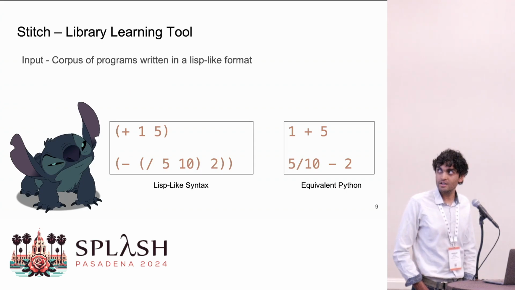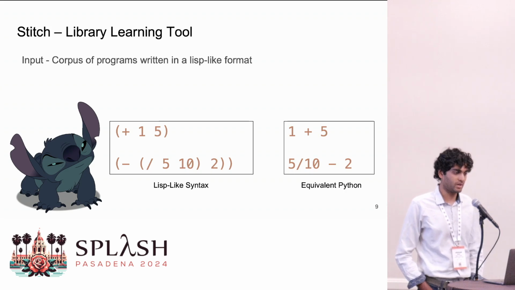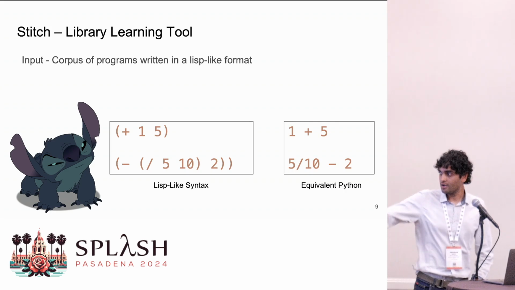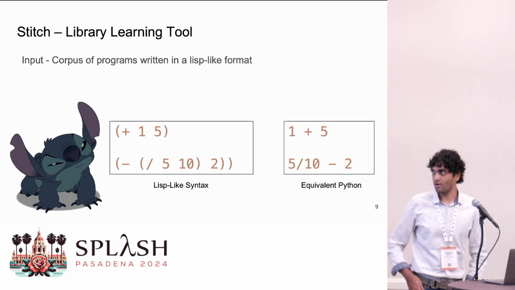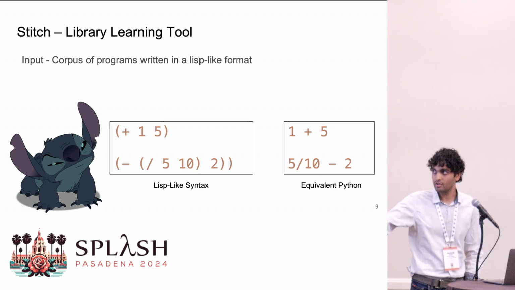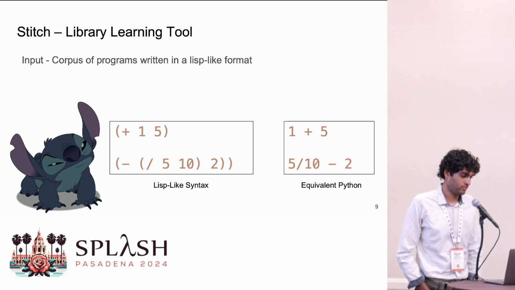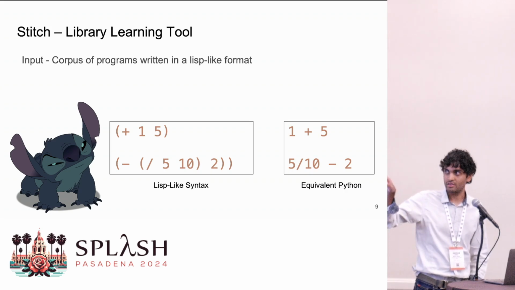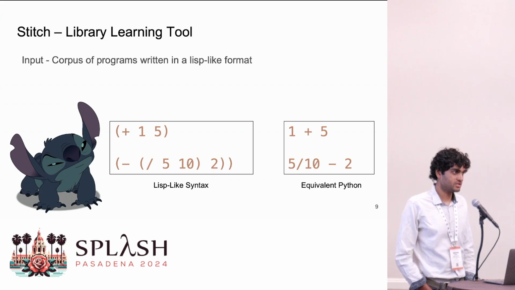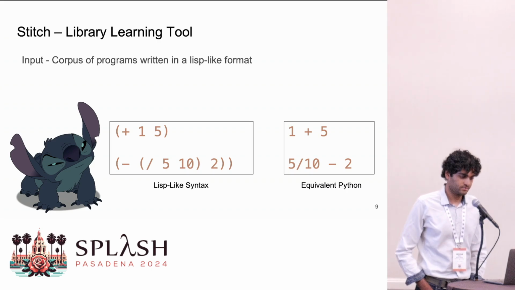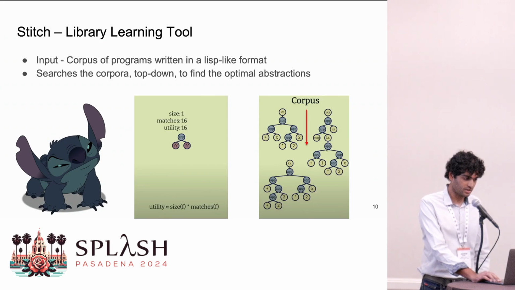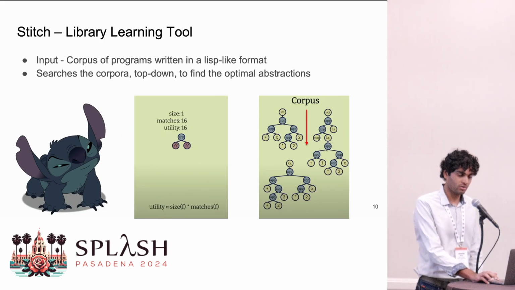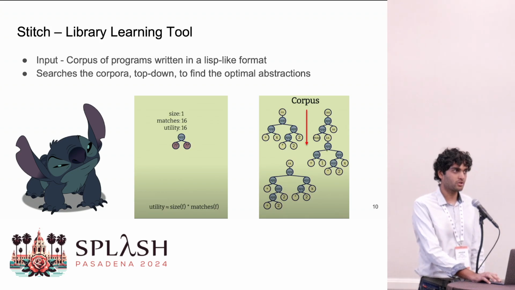So Stitch takes an input corpus of programs written in this lisp-like format. Down here on the right is some Python code or regular-looking syntax, and on the left is the input that Stitch accepts. It's a lisp-like syntax with the operator at the top of the list and all the arguments to the operator as the subsequent elements. So it takes this, it builds a tree, which looks quite similar to an AST to me, and it performs a top-down search to find optimal abstractions.